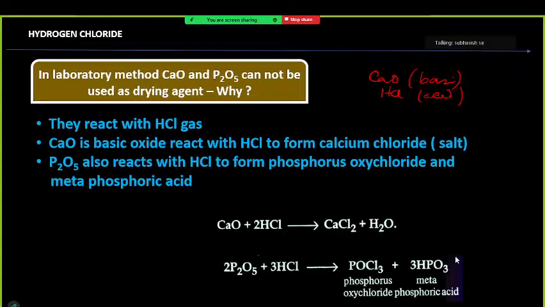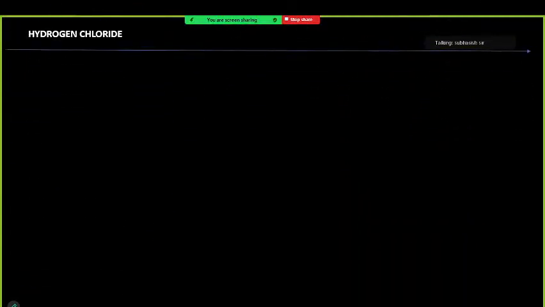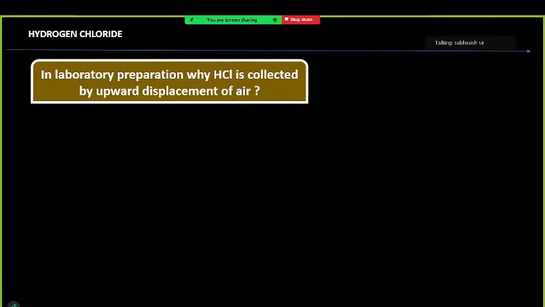So P2O5 reacts with HCl to form phosphorus oxychloride and metaphosphoric acid. That's why P2O5 also can't be used.